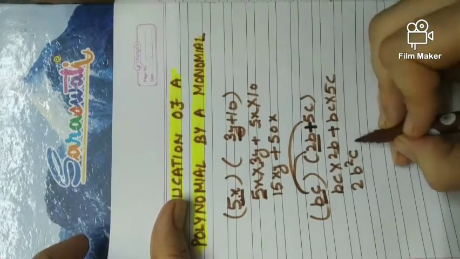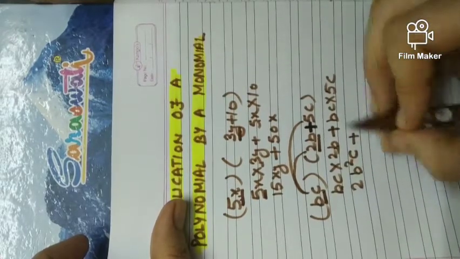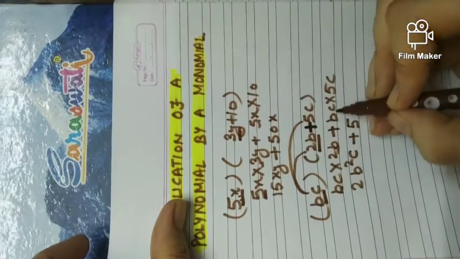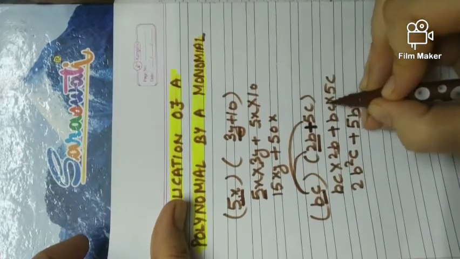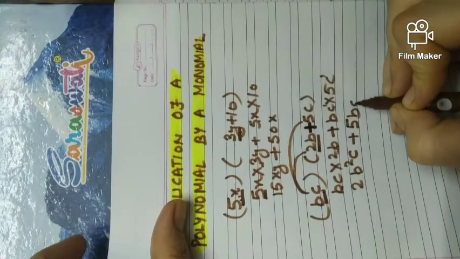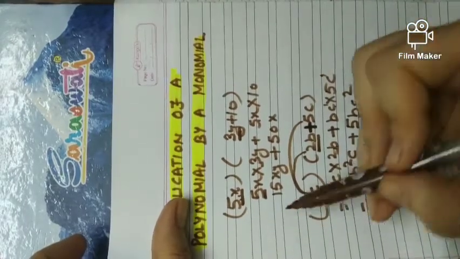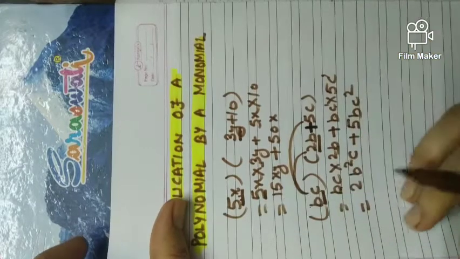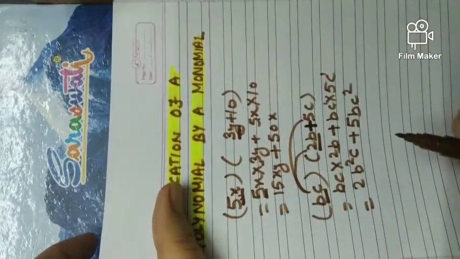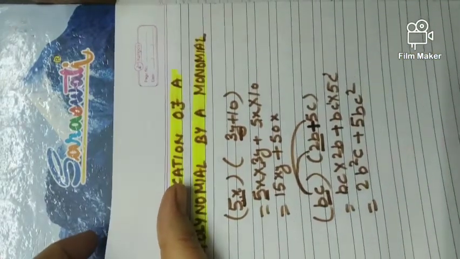Base is same, so the powers are adding. So b, the constant 5 will come first, then b, and c into c. Base is same, so it will become c square. So this will be my answer. Like this you have to do multiplication. Okay. Next is multiplication of two polynomials.